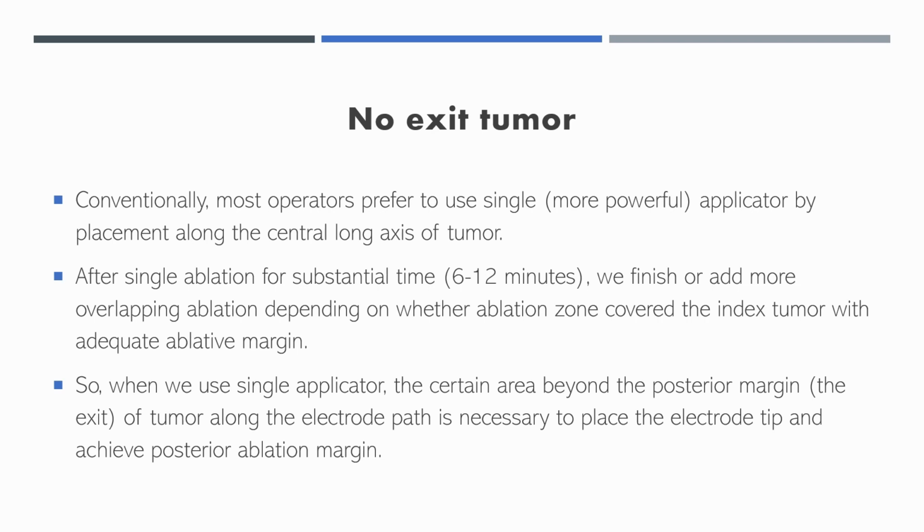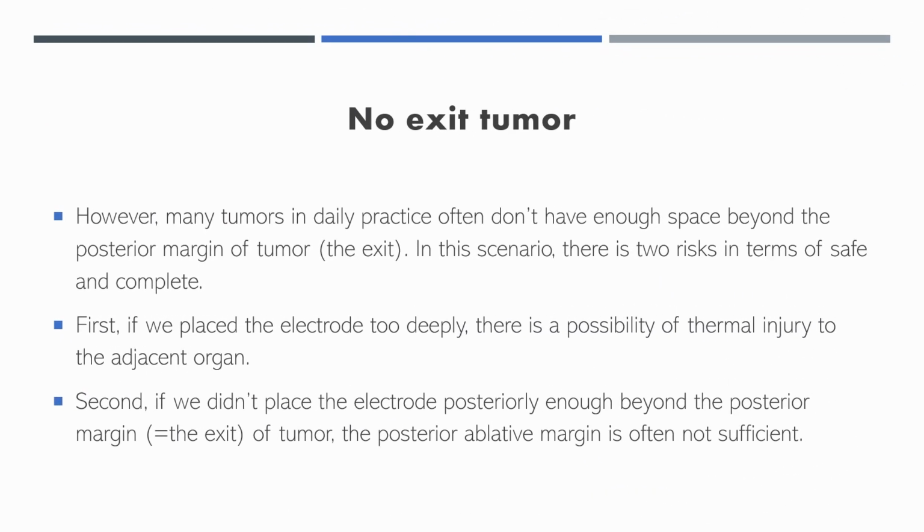So, when we use a single applicator, the certain area beyond the posterior margin, so-called the exit of tumor along the electrode path, is necessary to place the electrode tip and achieve posterior ablative margin. However, many tumors in daily practice often don't have enough space beyond the posterior margin of a tumor.